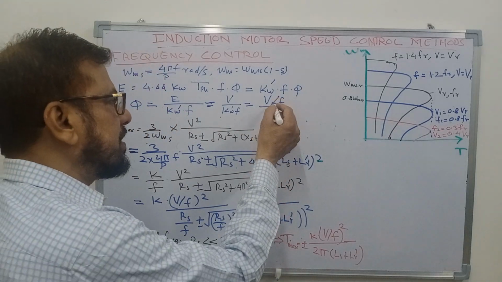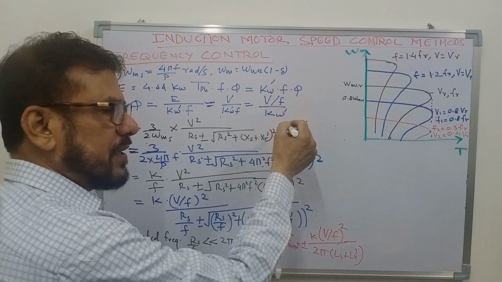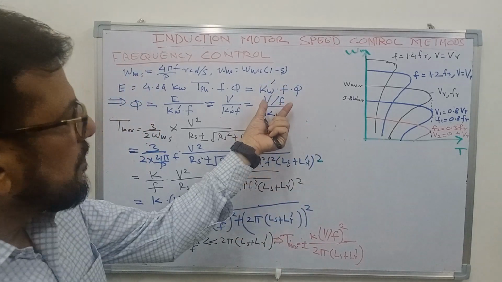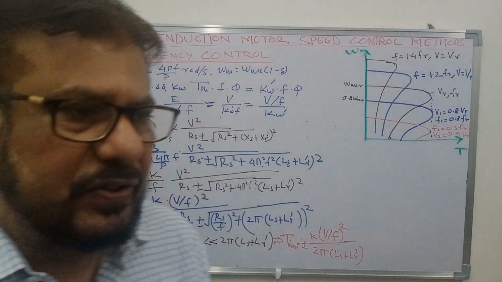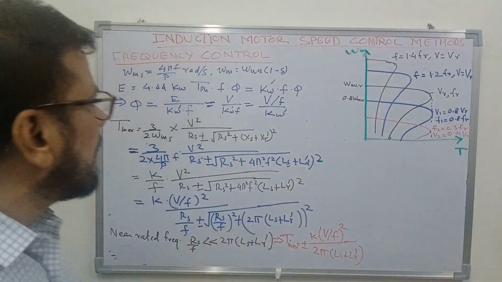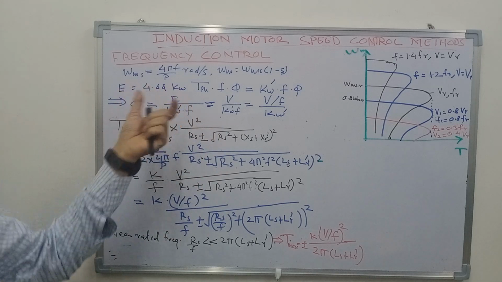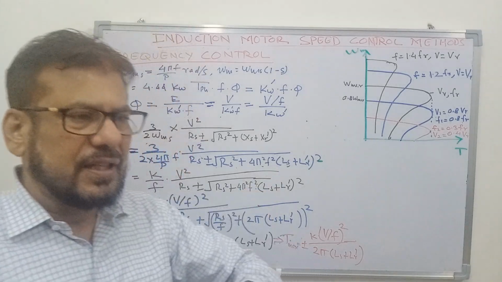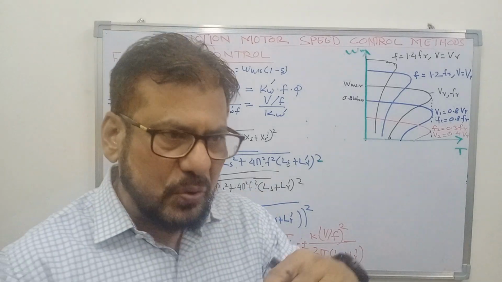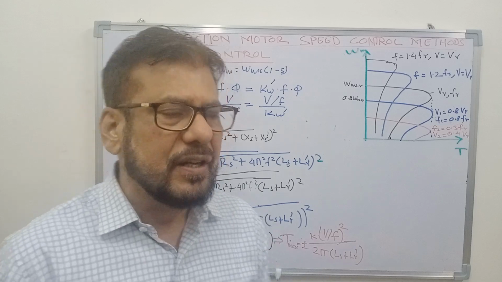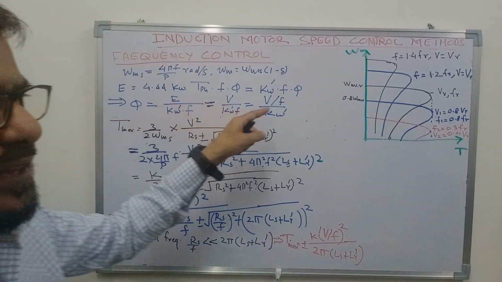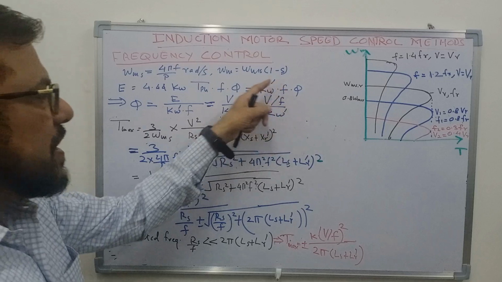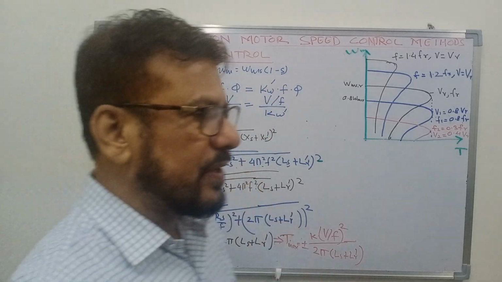So what you can do here is that if you reduce the frequency to reduce the speed, you can simultaneously reduce the voltage V so that V by f is constant. So if the V by f is constant, the flux will remain constant, or more strictly speaking, E by f should remain constant. This is an approximation that V is equal to E at rated voltage. This approximation may be very correct, but at lower voltages the voltage drop will be significant and E and V will not be exactly equal or nearly equal. So near rated frequency, you can say that if you maintain V by f constant, the flux will remain constant.